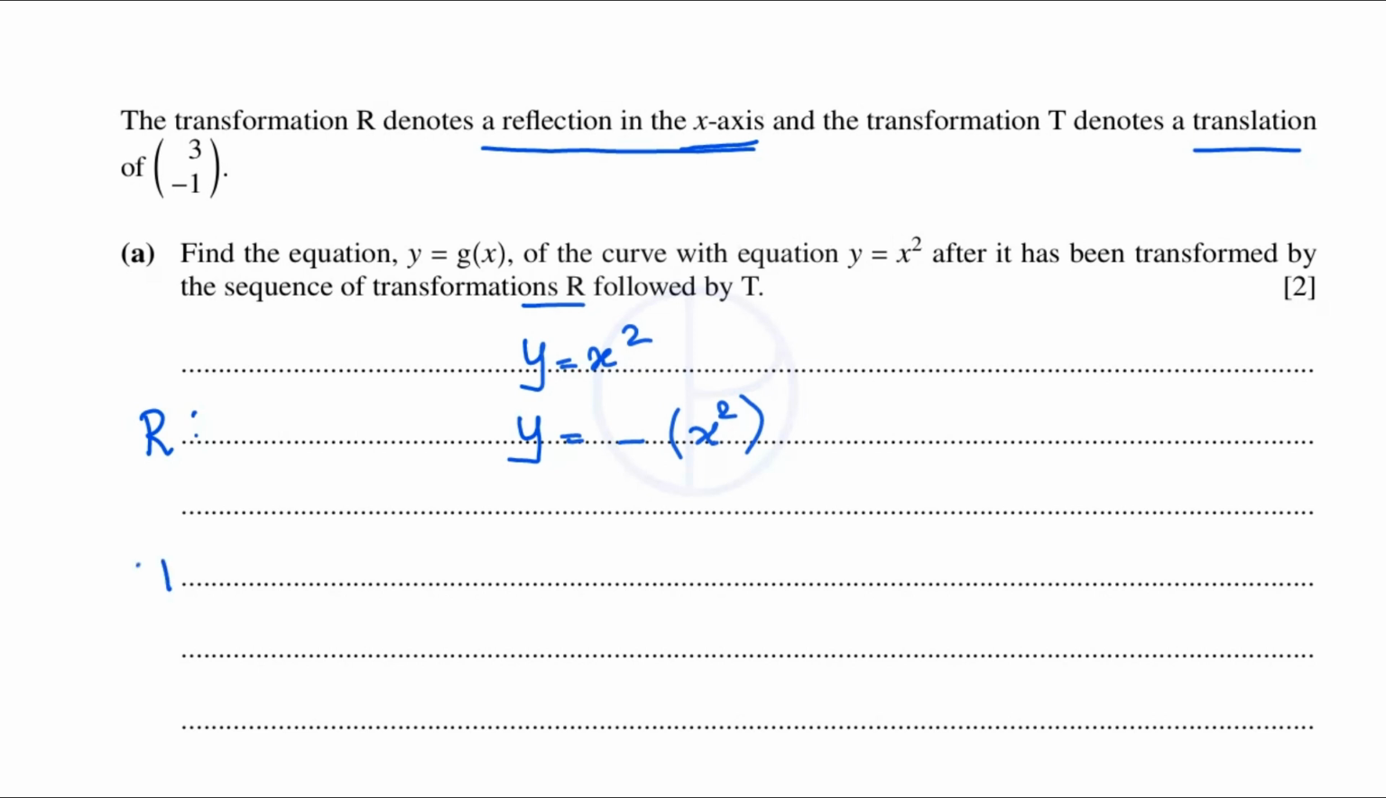Okay, then the transformation is T, which is nothing but the translation of the vector (3, -1). Along the x-axis, 3 is the translation factor, which means replace the value of x by x - 3. Then the translation along the y-axis is -1. So with this equation we need to add -1.